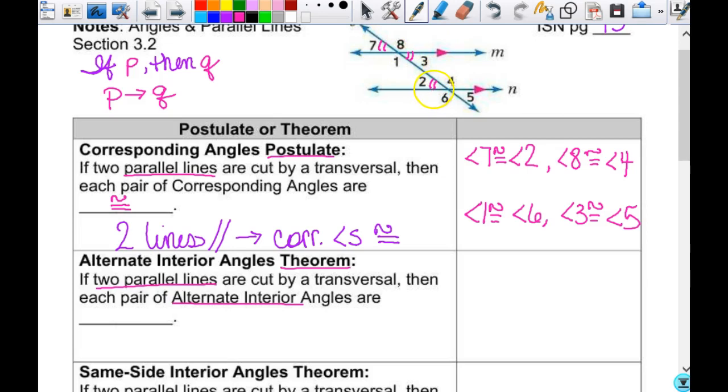That means that every single time that happens, guess what? 2 and 3 have to be congruent. Does that make sense to you? So by using vertical angles and the corresponding angles postulate, I can tell you that the alternate interior angles are always going to be what? Congruent.